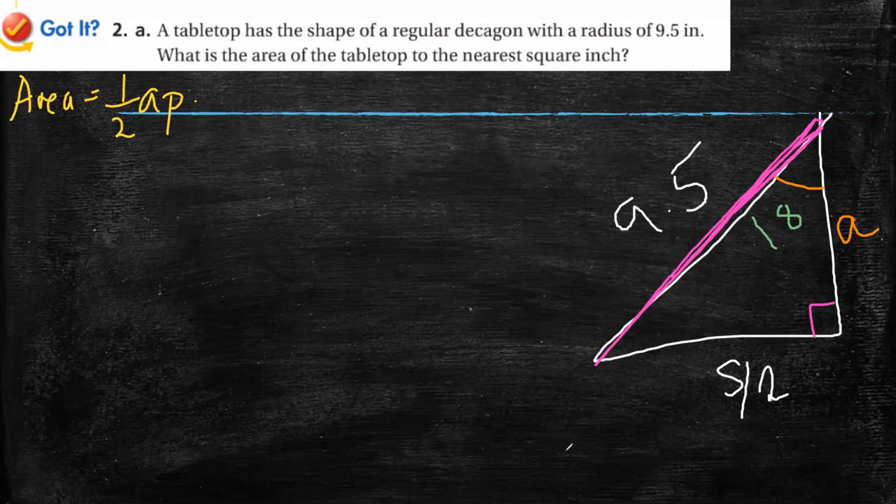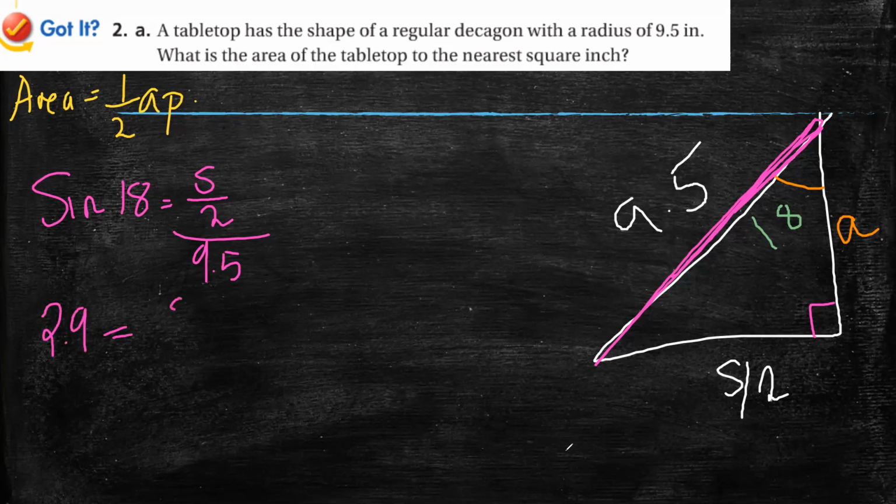To find S now, we have an opposite and a hypotenuse, which is the sine. So sine 18 equals the opposite, which is S over 2, over 9.5. Then sine 18 multiplied by 9.5 is equal to S over 2. So approximately it is 2.9 equal to S over 2. So S will be approximately 5.8. This is the length of the side.